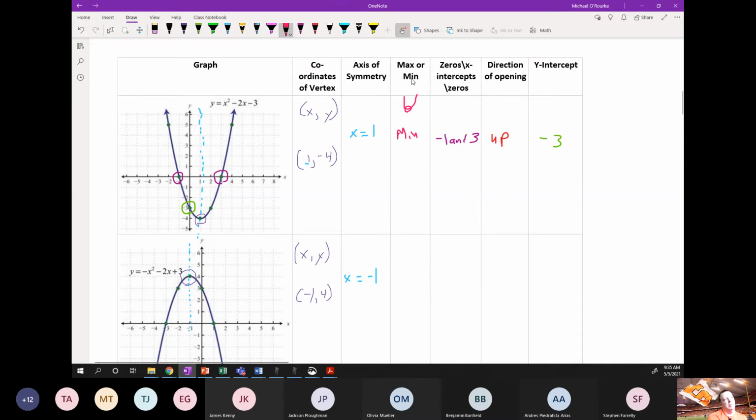Next up, we're looking at max or minimum. So is my vertex the highest point of the parabola or the lowest point of the parabola? In this case, it's the highest point, so that is going to be a max. Now your zeros, your x, oh, I can't believe I wrote this twice. Zeros, x-intercepts, and let's just say roots. This is where it crosses the x-axis. So we're looking at here and here. Remember, this is the x-axis, the horizontal axis. So we just write down those numbers. So we have -3 and in this case, 1.